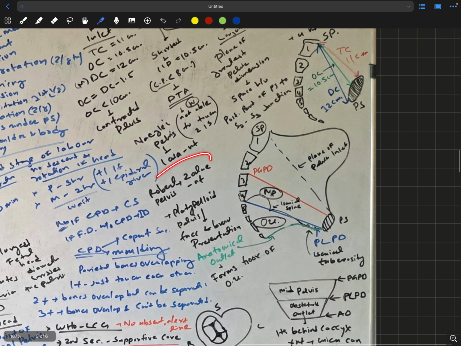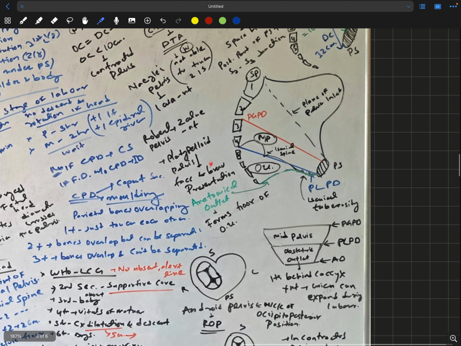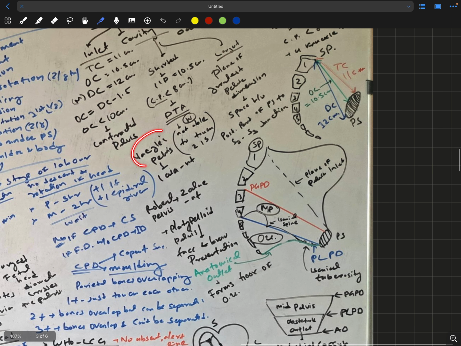Another type of abnormal pelvis is called Robert pelvis, in which both alae of the sacrum are absent. Another is called necklace pelvis. In necklace pelvis, one ala is absent. These are both abnormal pelvis. We can't do normal delivery here. We have to do cesarean section. Necklace pelvis means one ala absent, Robert pelvis means two alae absent.